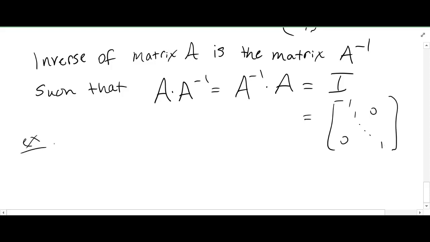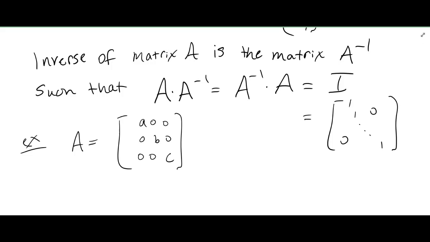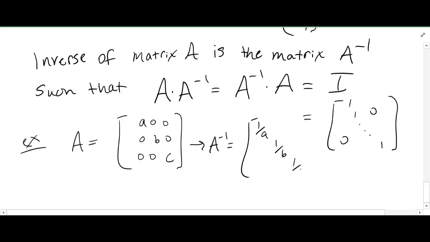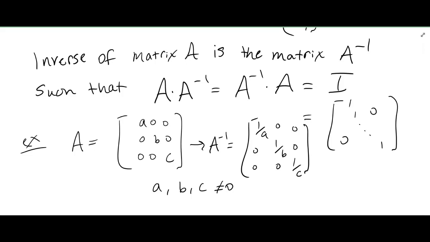So, for example, the inverse of this diagonal matrix ABC, well, this matrix A multiplies the first row by A, second row by B, third row by C, so the inverse matrix should undo that operation and divide by A, B, and C across each row. So that means that A inverse should be the matrix 1 over A, 1 over B, 1 over C, and 0s everywhere else. Obviously this is assuming A, B, and C are not 0. So you can check that when you multiply these two matrices together, you get the identity matrix, so those are inverses.